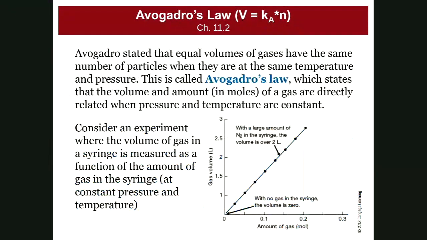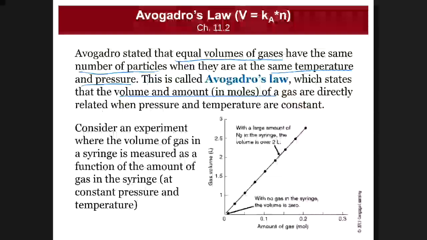One more law for today. That law is Avogadro's law. So we talked about Avogadro a few chapters back, and the way that his name came up in the first place was that he stated that equal volumes of gas should have the same number of particles when they're at the same temperature and pressure. And this is called Avogadro's law. It states that the volume and the amount of a gas in moles are directly related when pressure and temperature are constant.